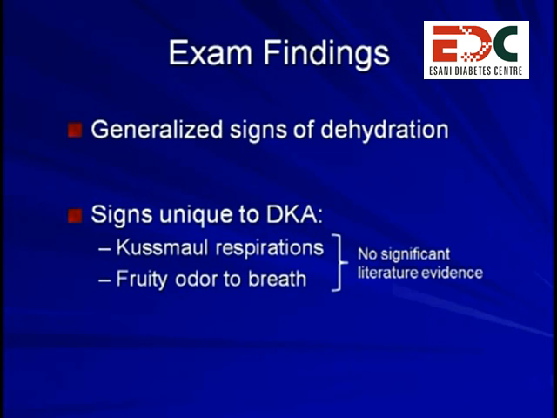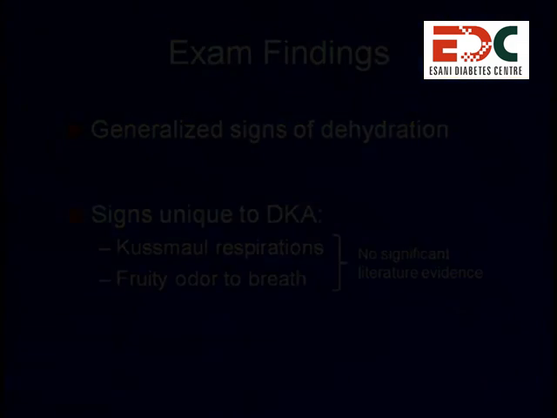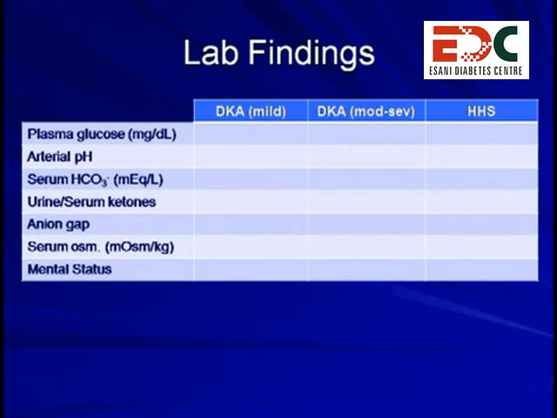In practice, the major way to distinguish between DKA and HHS is actually on labs. Here's a table that highlights the most important values to look for. First, plasma glucose. In DKA, it could be anywhere from a relatively low 250 to about 800. In HHS, the glucose is almost always at least above 600, and there really isn't a known specific upper bound. The highest sugar I've personally observed in such a patient is about 1200.